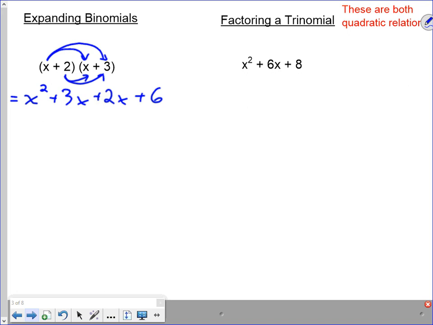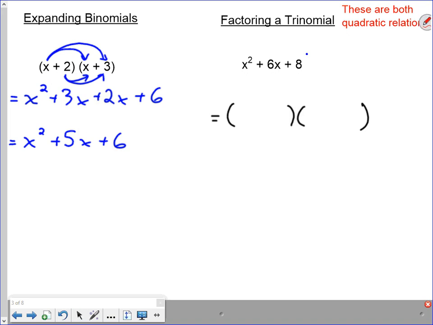And then we could always take those two middle terms, the 2x and the 3x, which are like terms, and add them together to get our trinomial. To do the opposite, we want to take a trinomial like we have over here on the left, and we want to be able to write it as something that looks like this times this. Now, how are we going to do this? Well, let's look at what we did when we were doing the expanding and kind of work backwards.